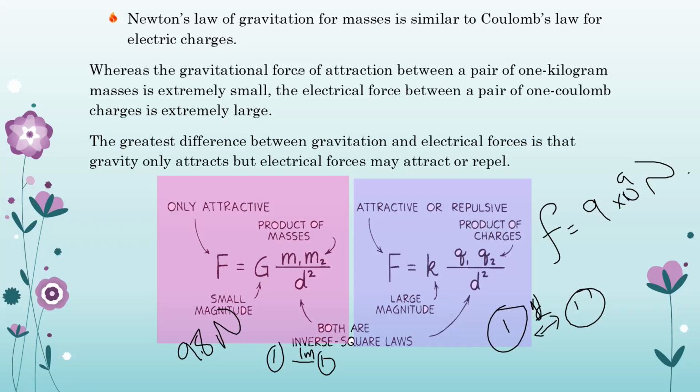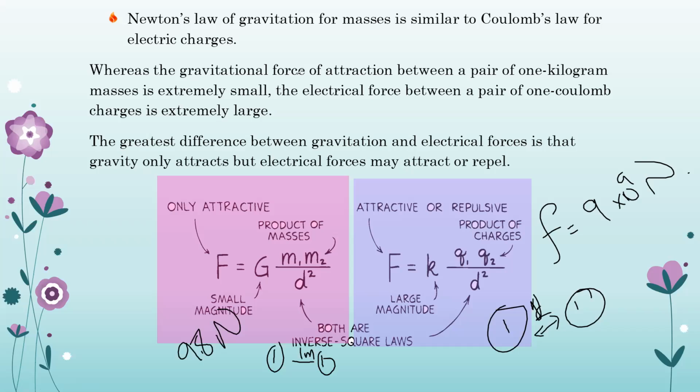Another difference here is that the force between the two masses will be attractive only. I can say they are attractive to each other only. All of us know that we have a gravitational force with the Earth. We have an attractive force with the Earth, as an example.